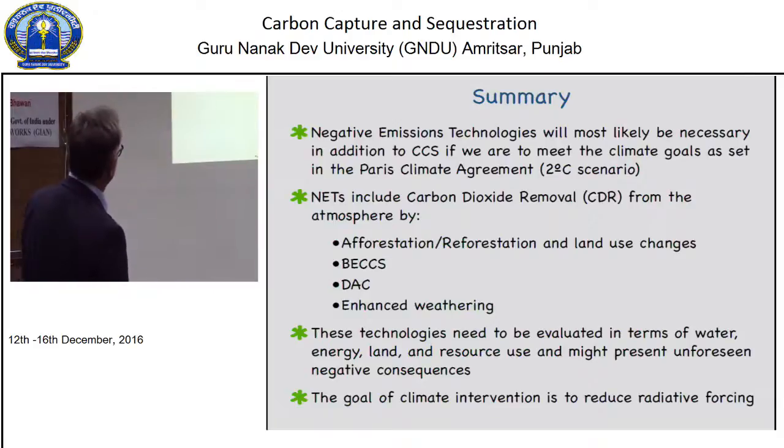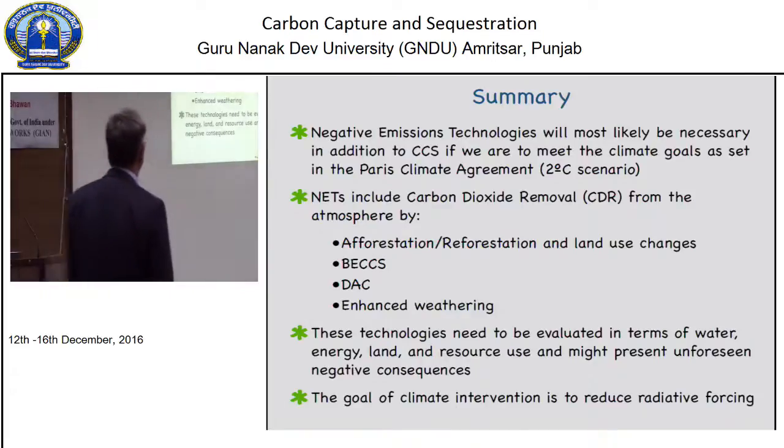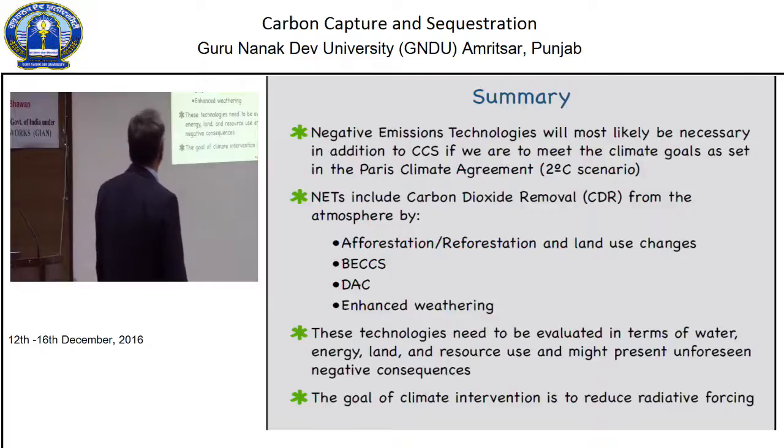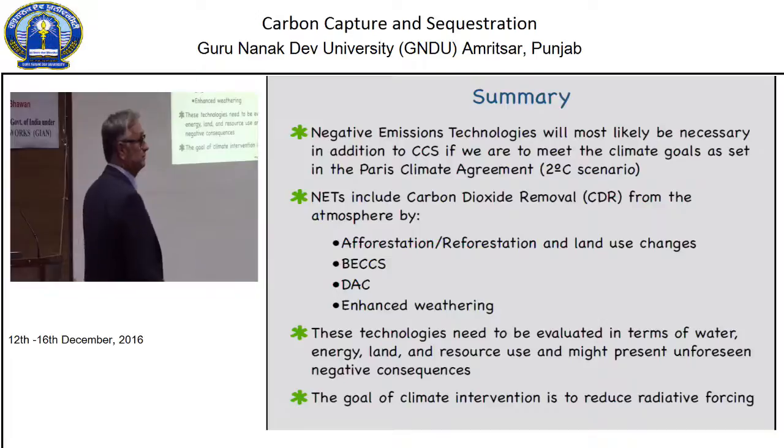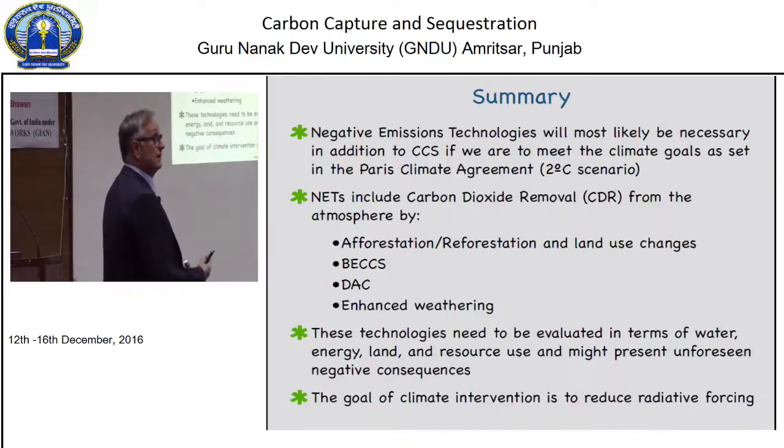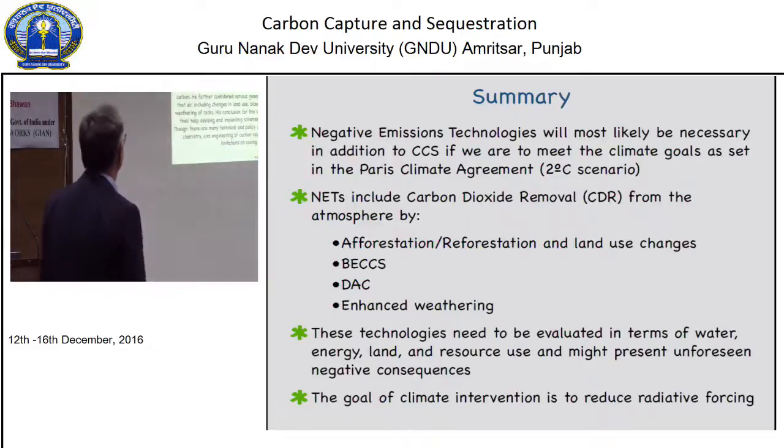So in summary, the negative emissions technologies will most likely be necessary if we're going to meet the Paris Agreement. Net carbon dioxide removal from the atmosphere involves land use changes. All of these technologies need to be evaluated in terms of their costs, in terms of water, energy, and land, and there might be unforeseen negative consequences. And the real goal of climate intervention, after all, is to reduce radiative forcing. That is, reduce the greenhouse effect for the planet Earth.